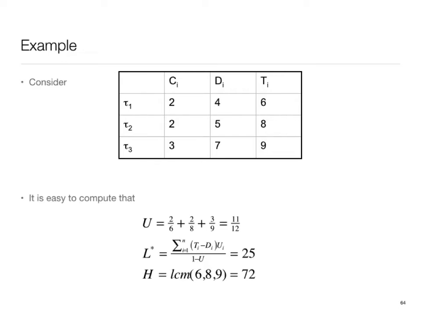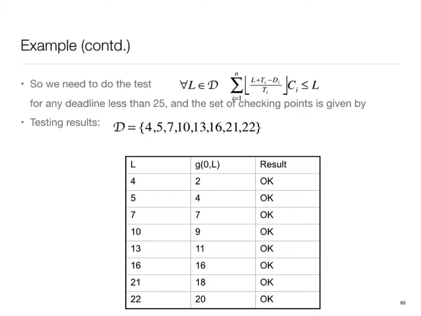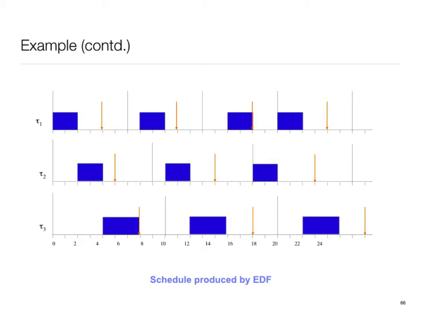Whereas on the other hand, if deadlines were equal to period, then that would have meant I could have slowed down the processor by 12 over 11 and still be okay with it. Okay, so the shorter deadline is constraining the thing a little bit more.